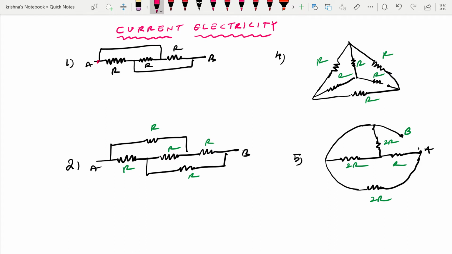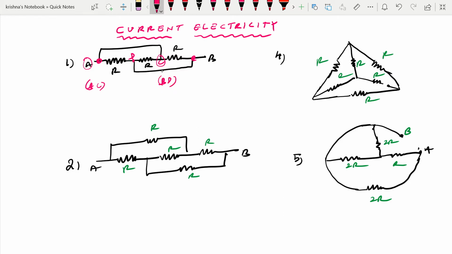Let us take the points A, B, C, D. Let us assume A and C are the common potential points, and D and B are the two other common potential points. So those we can join. A and C at one place we can write, and D and B are the other common potential points; D and B we can write at one point.